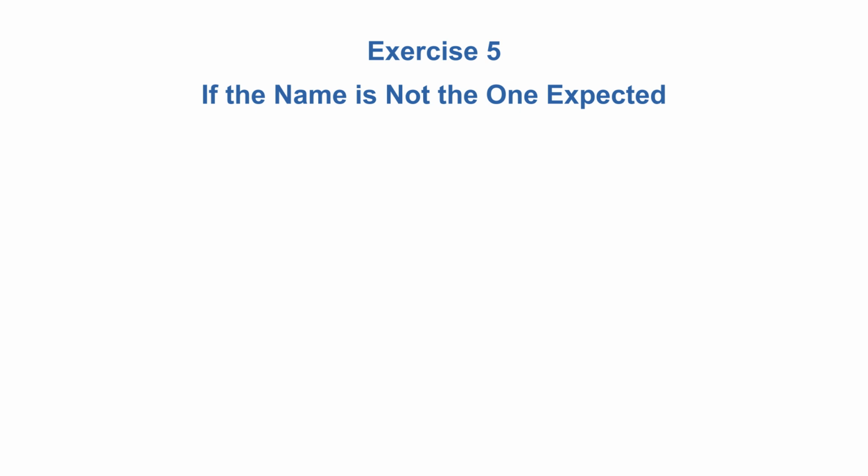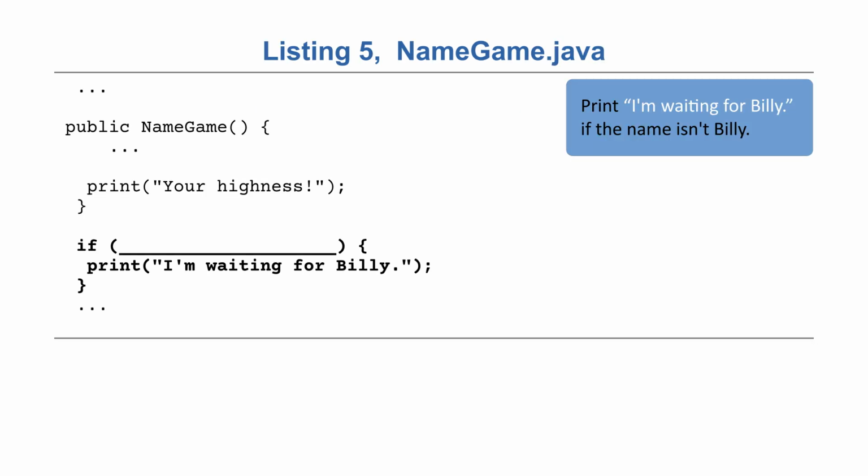Exercise 5. If the name is not the one expected. Print I'm waiting for Billy if the name isn't Billy. Run it. What happened? It should have printed I'm waiting for Billy if you entered any name other than Billy.